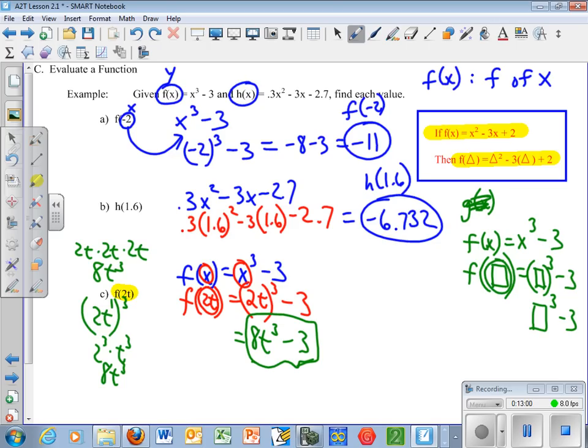Okay, so I gave you an example with a triangle, and you might see something like that. I might assess you on that on a quiz or a test, so be prepared. And you can't go any further than plugging it in. Like here or here, that would be your answer. You can't go any further.